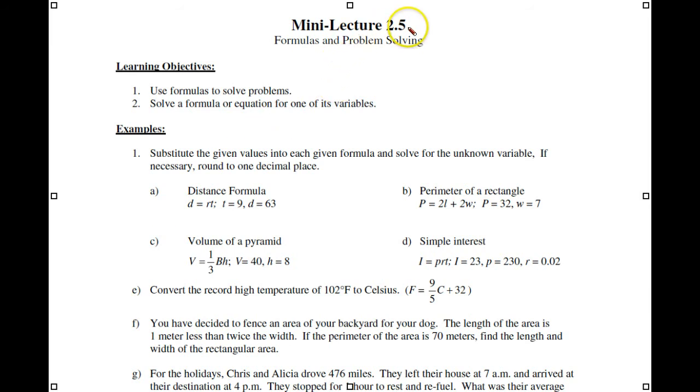In section 5, we'll be doing some more problem solving and using formulas. Use formulas to solve problems. Solve a formula or equation for one of the letters, one of the variables. Okay.